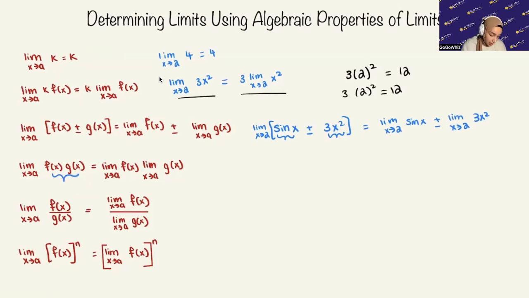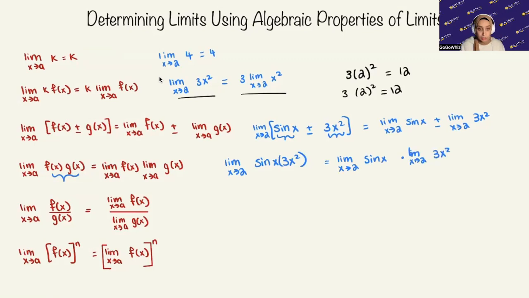What this property tells me is that instead of taking the limit of a product, I can split them up. So if I had, for instance, the limit as x approaches 2 of sine x multiplied by 3x squared, you can split this up, and instead of taking the limit of that, because it might not be as obvious, we can say this is the same thing as taking the limit as x approaches 2 of sine x on its own, multiplied by the limit as x approaches 2 of 3x squared.